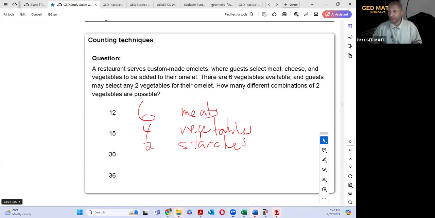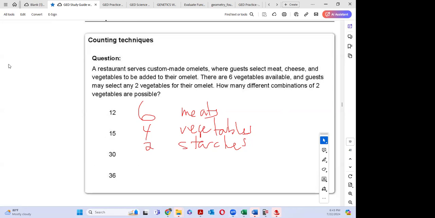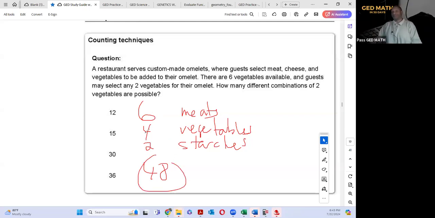There are 48 combinations that you could pick. Oops, where's my pen at? So then you have 6 times 4 times 2. That's the max you can have. That's easy. It's nothing to remember.